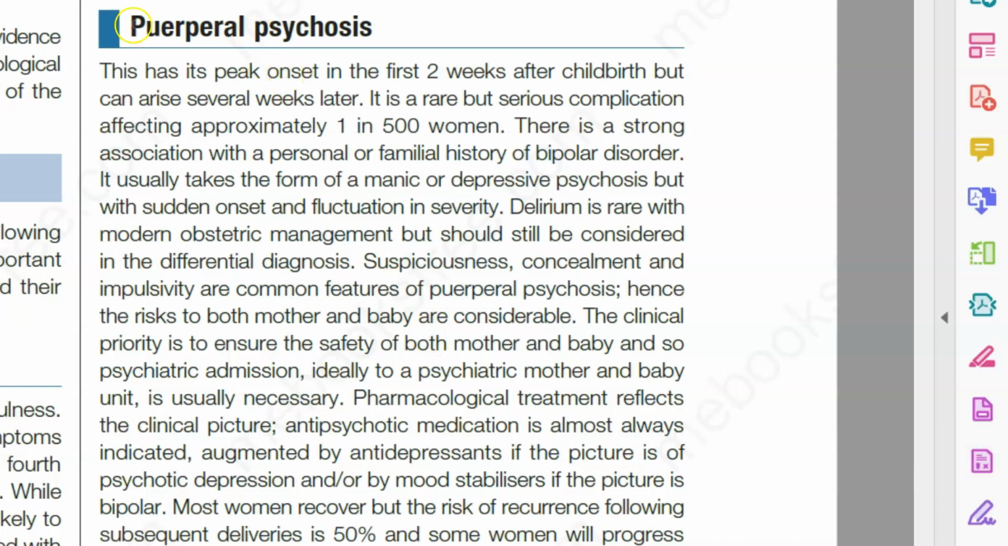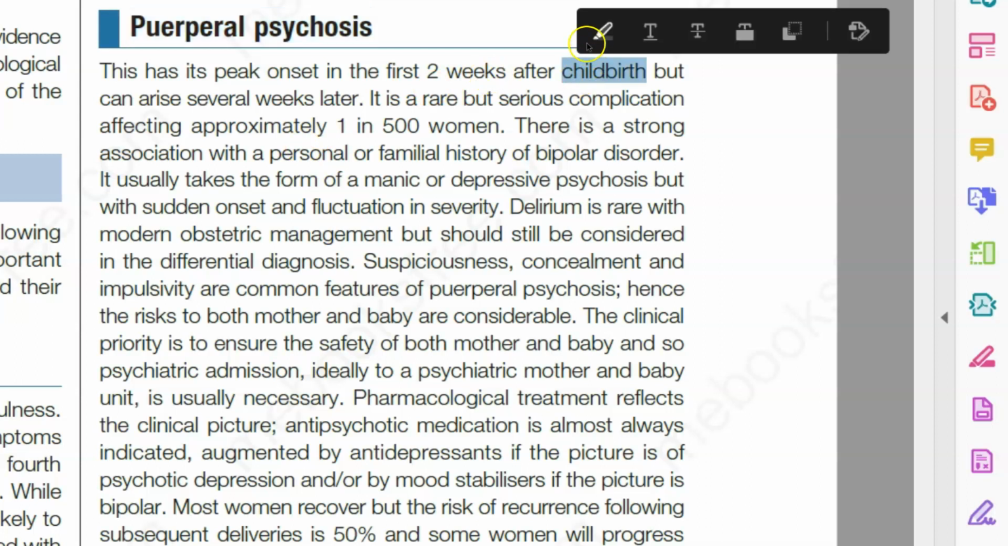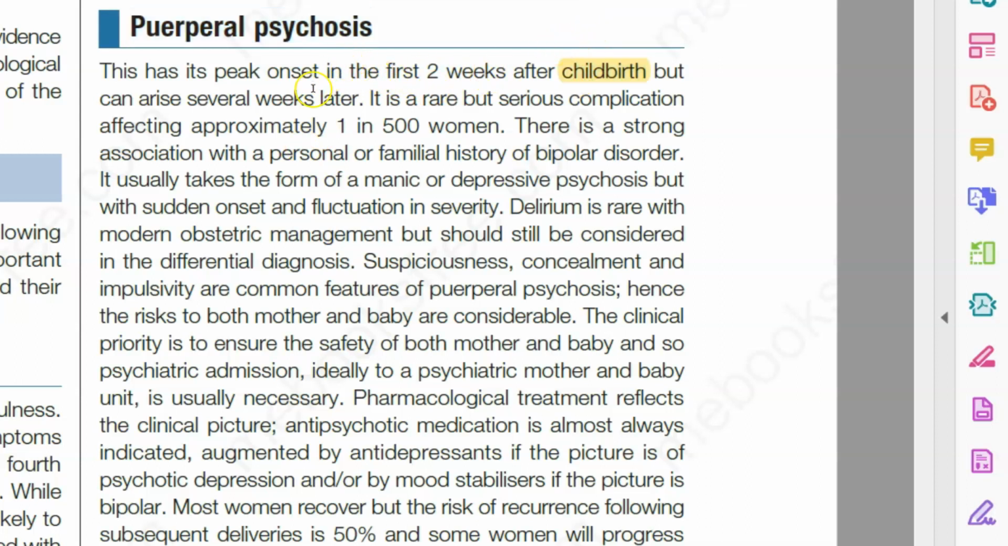Now puerperal psychosis, guys. So basically after childbirth, that's what. So this becomes a differential diagnosis for schizophrenia. If it is after childbirth, it can be puerperal psychosis. So what happens here? There is... because of what did they say?